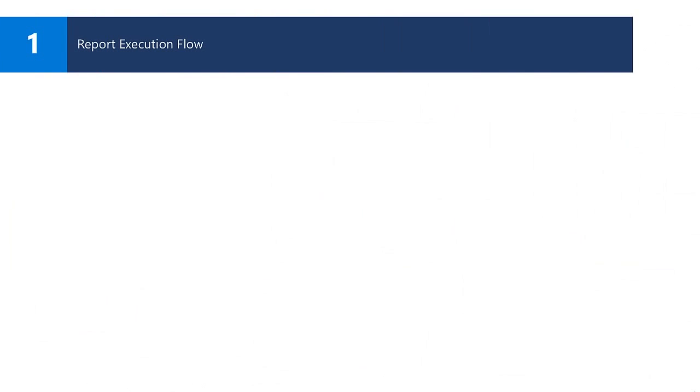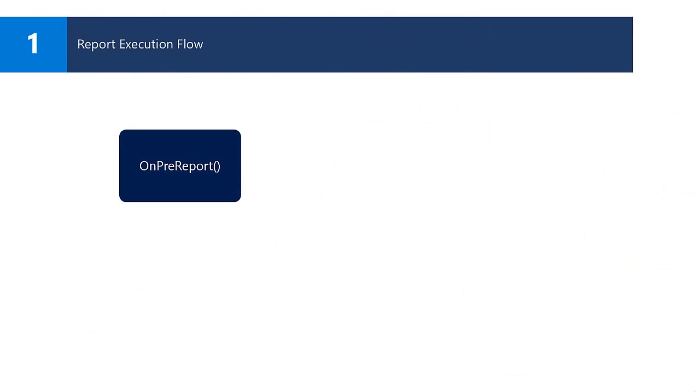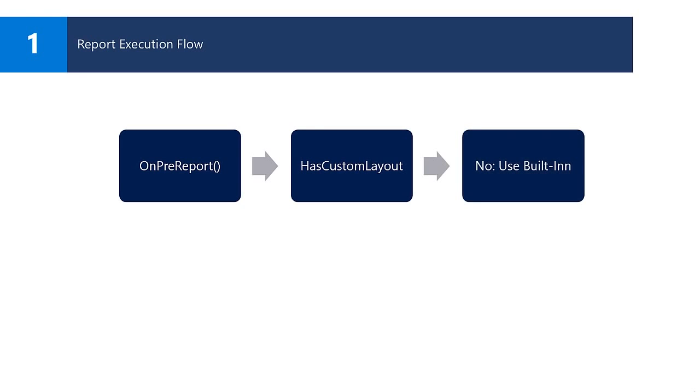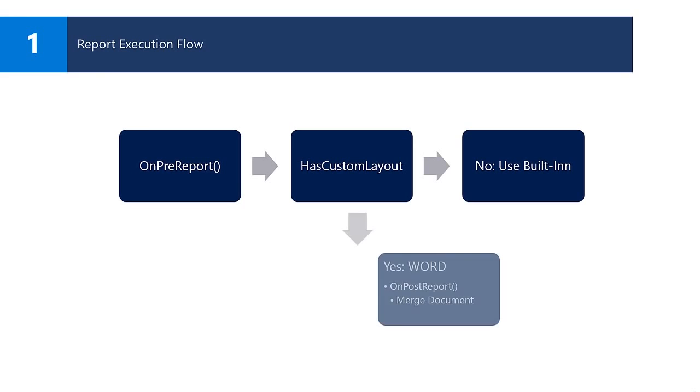When you run a report, the OnPreReport trigger is the first one that's executed. Right before the OnPreReport trigger is executed, the application is going to call the HasCustomLayout function. This function will determine whether the report is currently set up to be using a custom RDLC or a Word layout, and it will then execute one of the following functions. If the report is not set up to be using a Word or an RDLC layout, then the built-in layout will be used for the report.